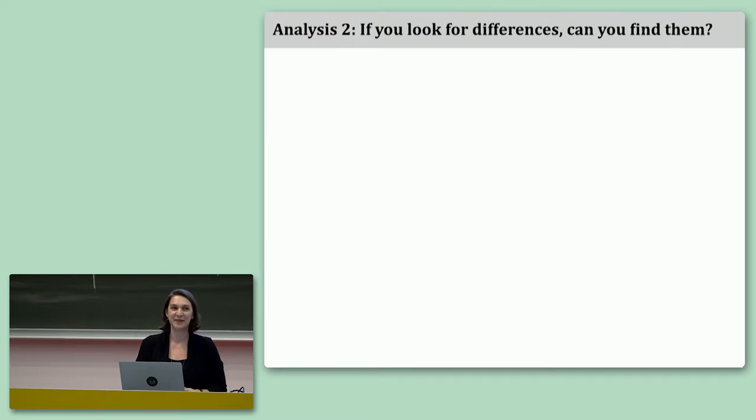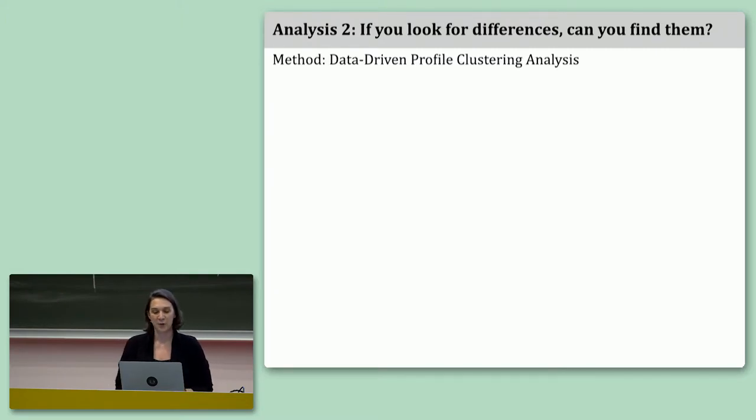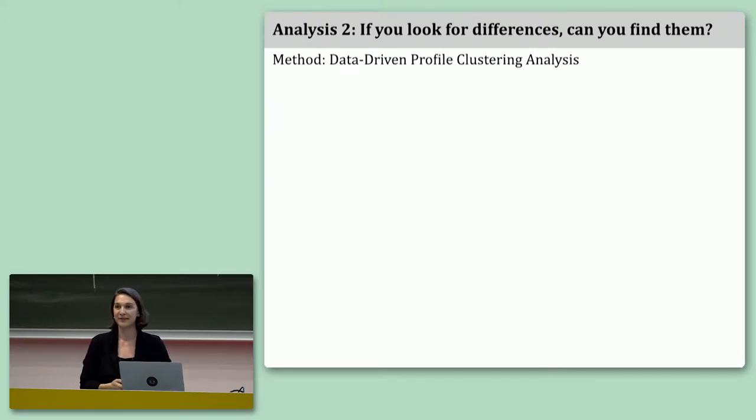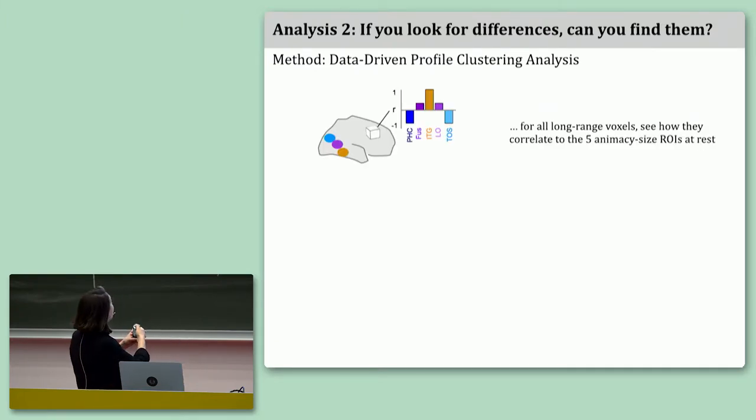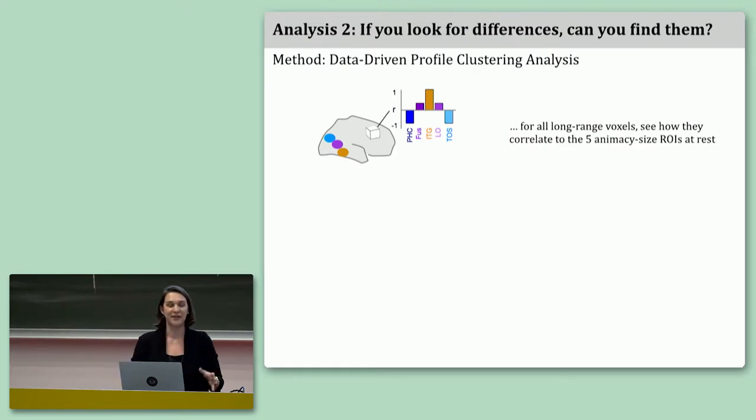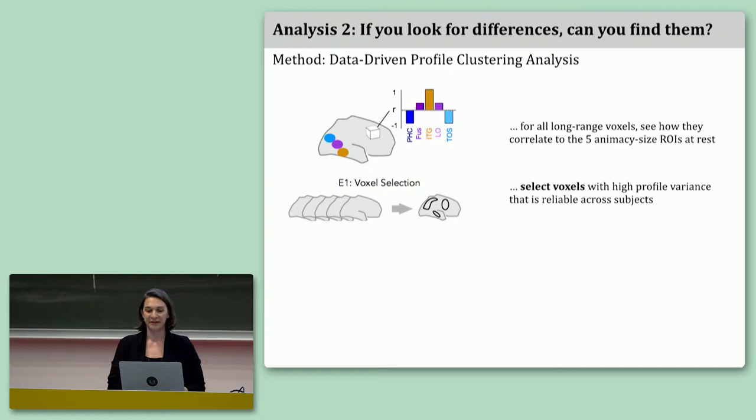Okay, so then we had to do something a little bit more complicated. What if you look for differences, can you find them? So we did this data-driven profile clustering analysis, so here's the logic of it. For each voxel outside of occipitotemporal cortex, we got how correlated it was with each of the 5 seed regions. So this voxel, for instance, correlates most with small object regions and less with the other ones. Okay, we can do that for all the voxels, and we can do that for all our subjects.